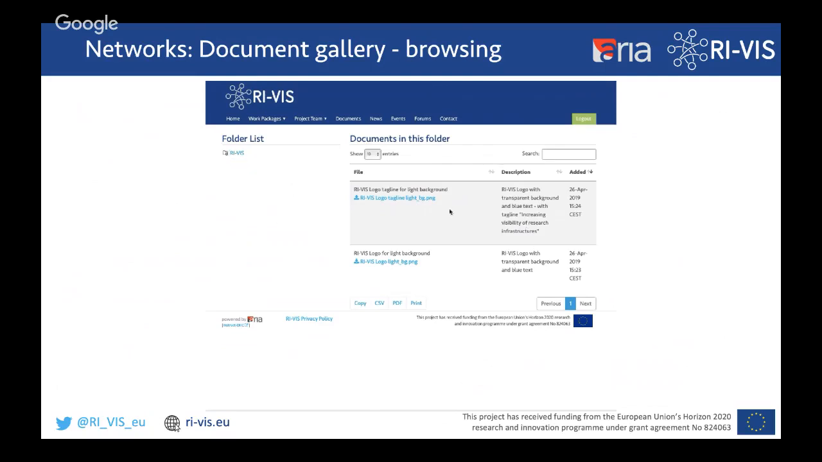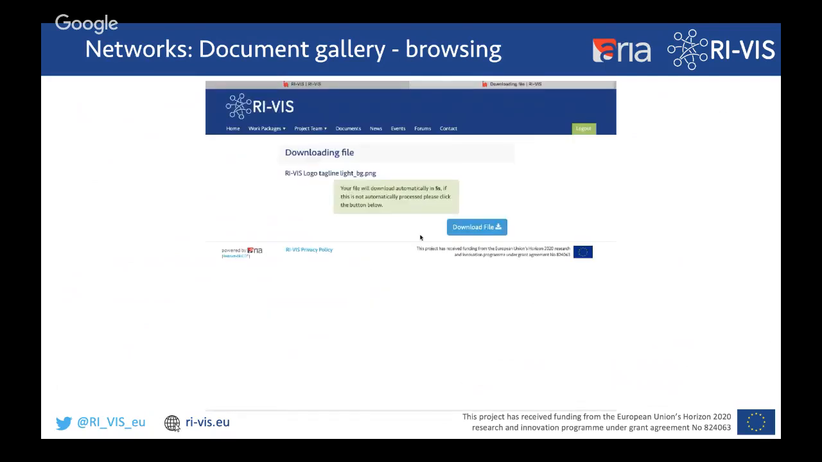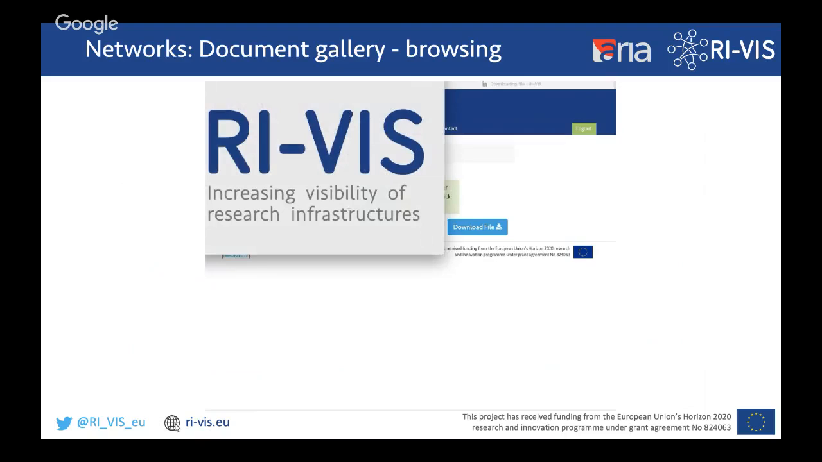Notice that navigating on the left-hand side and opening and closing folders doesn't change what's shown in the table. You need to actually click on the link to get to the table. Here we've clicked on a link of an actual file, and that brings you to the download page. So we've downloaded the logo with the tagline, and there we have the file.